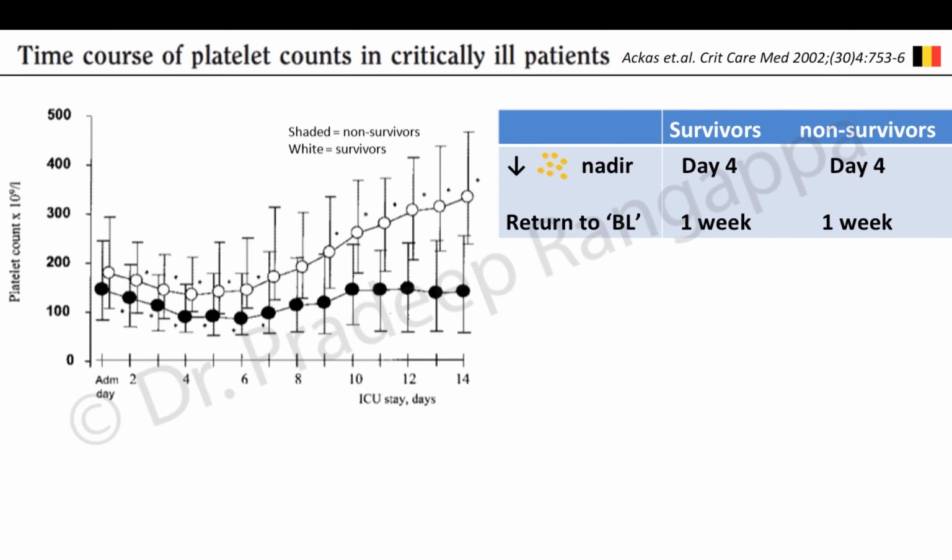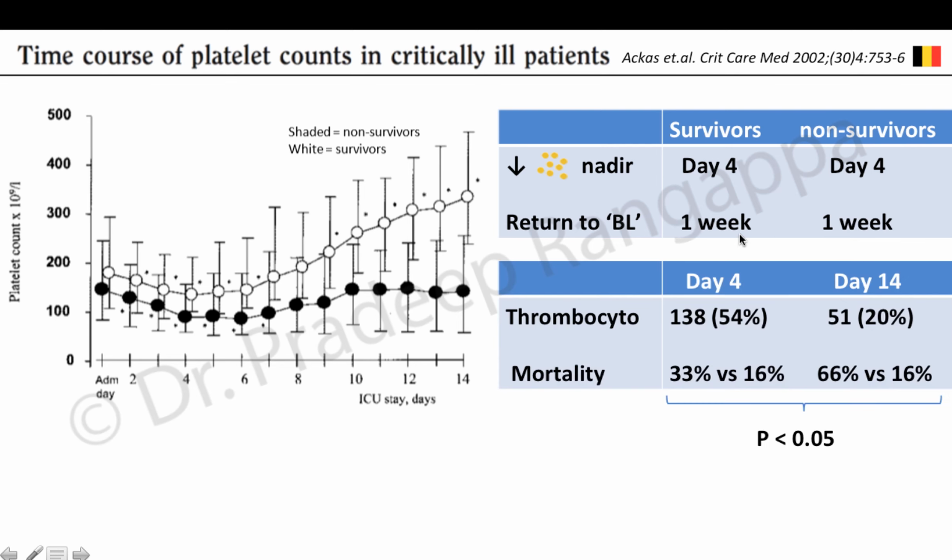So let's look at the time course of platelet counts in the critically ill. As you see, if you look at this table, this was from a Belgian study. The fall in the platelets reached the nadir, nadir means the bottommost platelet count, at day 4. And this happened in both survivors and non-survivors. So typically at day 4 it reached rock bottom, and return to baseline in both these groups happened after 1 week. So this was the Belgian study.